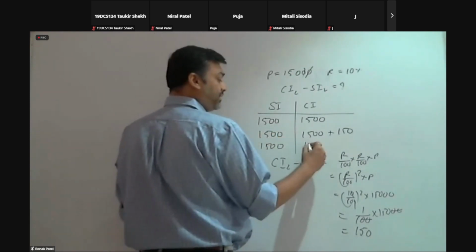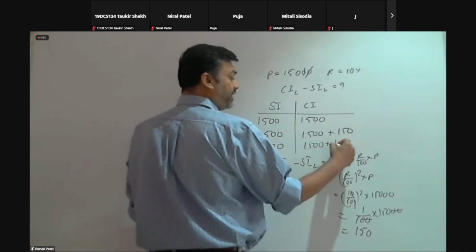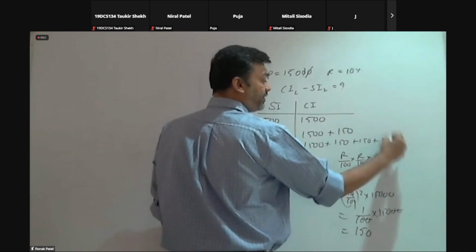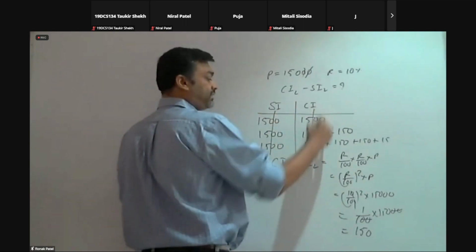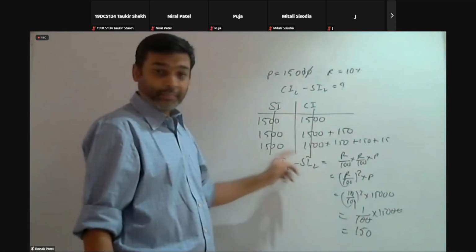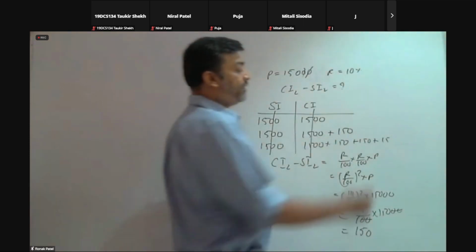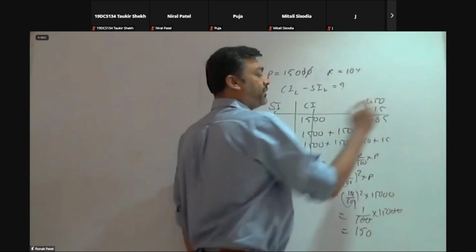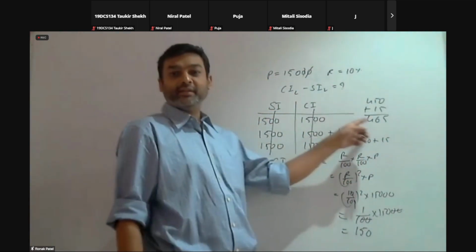This is the third year. On the principal, on 1500, it is 150, on 1500, 150, and on 150, 15. So the difference is this one, except this part, because these both are the same. So 15, 15, 15 makes 45, so 450 plus 15, that is 465. That is the difference between simple interest and compound interest for 3 years.